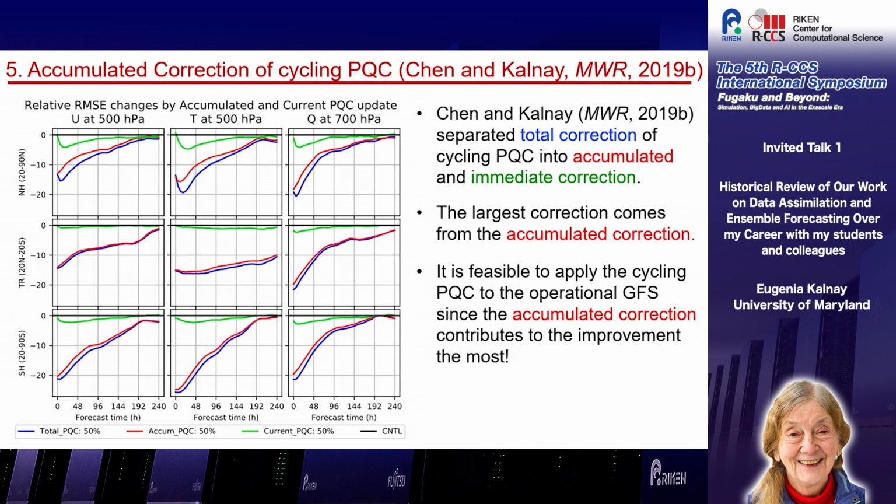Continuing with Zechun Chen, we tested the revised PQC algorithm with a low-resolution NCEP GFS model. In the experiment, we separated the total correction of PQC into accumulated and immediate correction. Our experiments with the GFS model show that most improvements come from the accumulative correction.